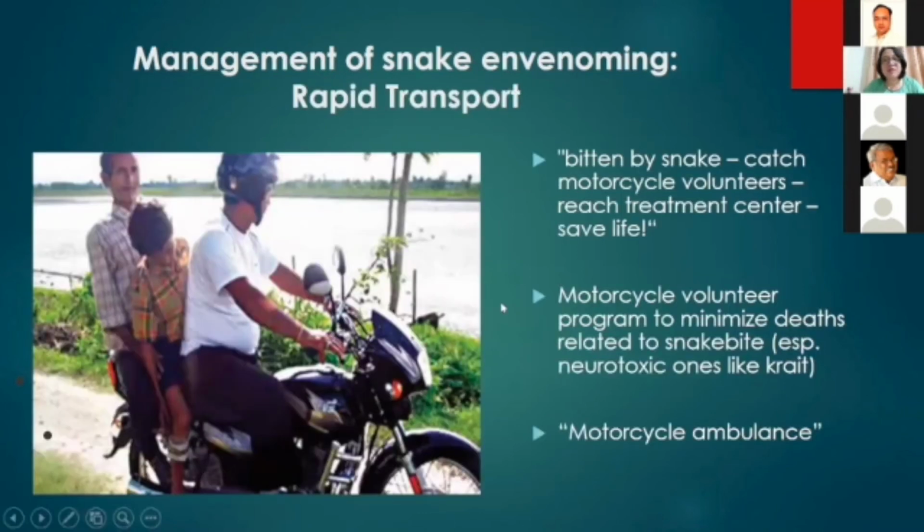So this is a picture in management. While managing snake envenoming, rapid transport is very important. It's said: bitten by a snake, catch a motorcycle volunteer, reach the treatment center, save life. So the motorcycle volunteer program aims to minimize deaths related to snake bite, especially neurotoxic ones like in Kraits. This is available in Nepal as well, and can also be called a motorcycle ambulance, basically.